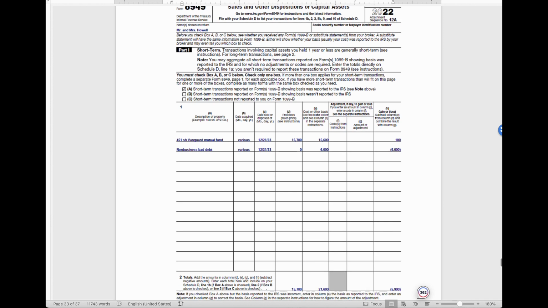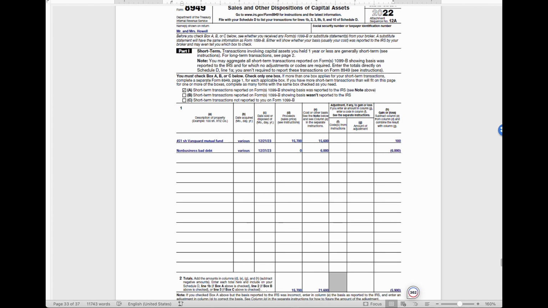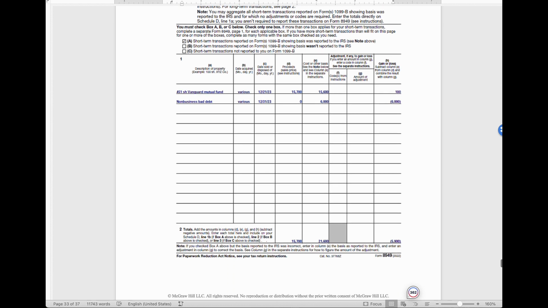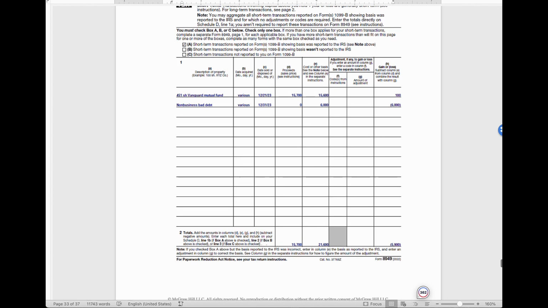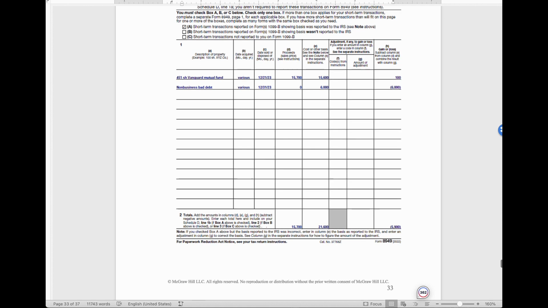So basically, you're going to complete the names on the return, and then you're going to show the Vanguard Mutual Fund, the proceeds, and the cost to get to our gain or loss, in this case, a gain of $100. Then you're going to show the non-business bad debt, that's $6,000 that was given to the friend that we're not going to get back. So we're going to total the two amounts for column D and E, and then we're going to have a $5,900 loss in this case.